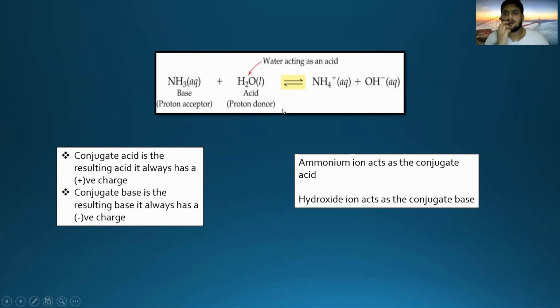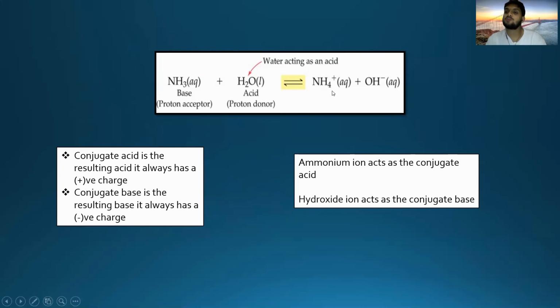So as a result, now in these reactions we will consider some new terms which we say as conjugate acid and conjugate base. So what they are, basically conjugate acid is a resulting acid as it contains a positive charge. So the positive charge will always be the conjugate acid, whereas the conjugate base is a resulting base, it has a negative charge. So this will be the conjugate base. Okay, remember that. This is very important. Conjugate acid, conjugate base, very important.